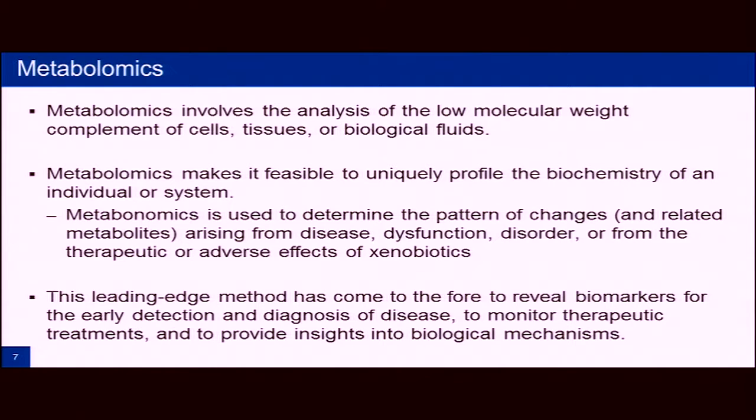That includes things like saliva, sweat, serum, urine. And metabolomics makes it feasible to uniquely profile the biochemistry of an individual or a system. We're interested in patterns of change and the related metabolites, those changes that occur because of a disease or treatment. Metabolomics is being used to reveal biomarkers for the early detection and diagnosis of disease, monitoring treatments, and then one of the most important things is to provide biologic insights into the mechanisms.